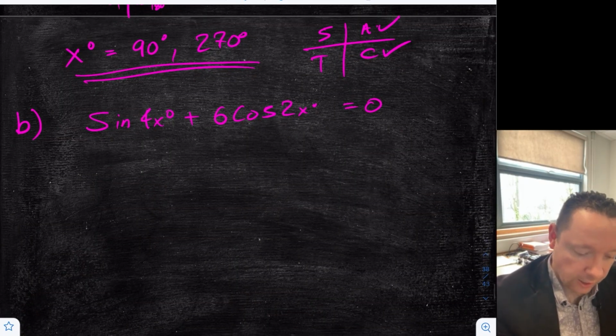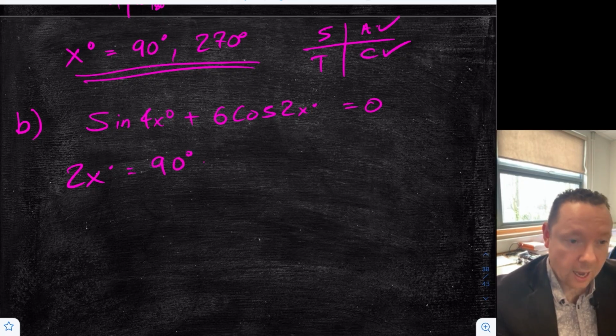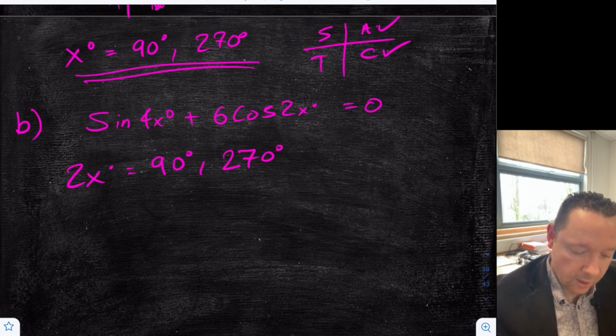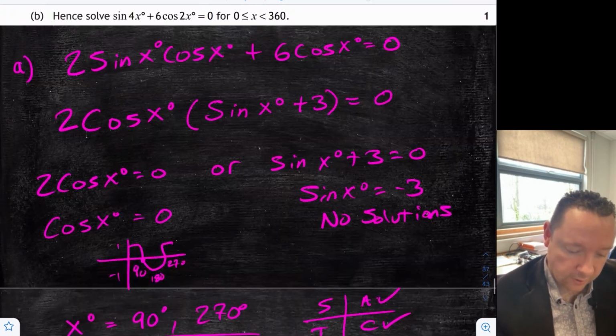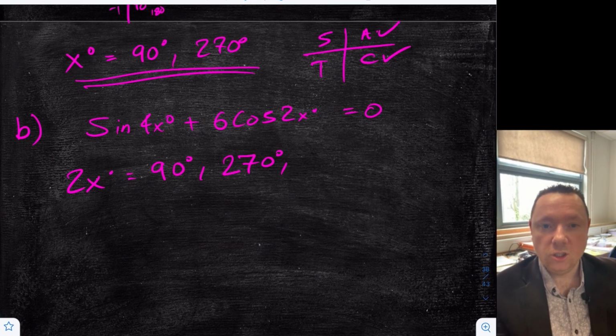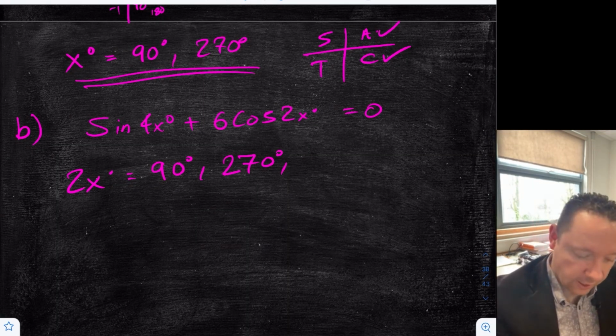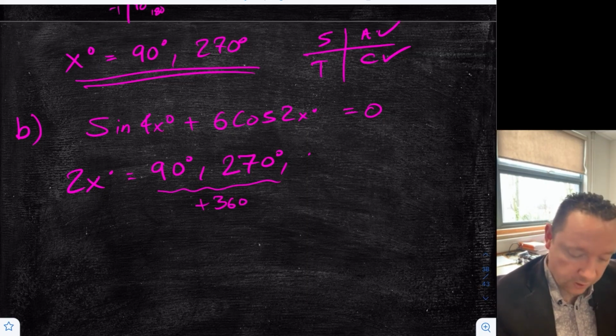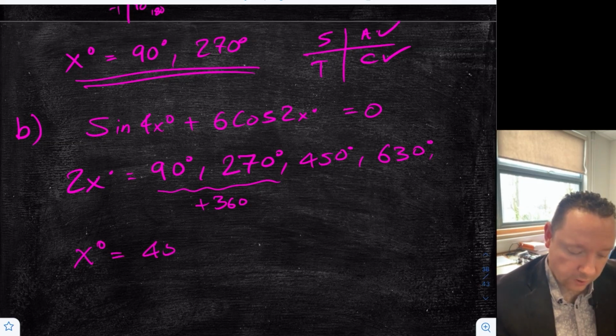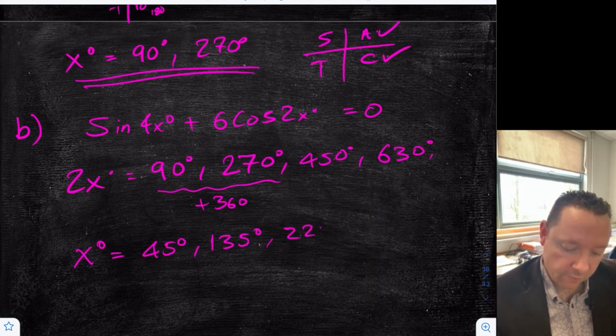So for part B, I can just say straight away 2x degrees equals 90 degrees and 270 degrees. But I want to solve it between 0 and 360. So there's going to be more solutions than that because I'm going to divide my answers by 2. So I just add 360 to everything. Then it's going to give me 450 degrees. And it's also going to give me 630 degrees. And then I can just divide each of them by 2 to get 45 degrees, 135 degrees, 225 degrees. And the final one is 315 degrees. And we're done there.